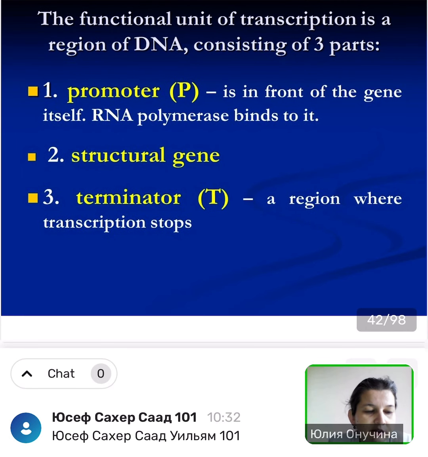About the structure of a gene in DNA, we said there are three main parts. Promoter, where RNA polymerase binds for the beginning. Structural gene that includes exons and introns. And terminator region where transcription stops and translation stops too. Is it clear?